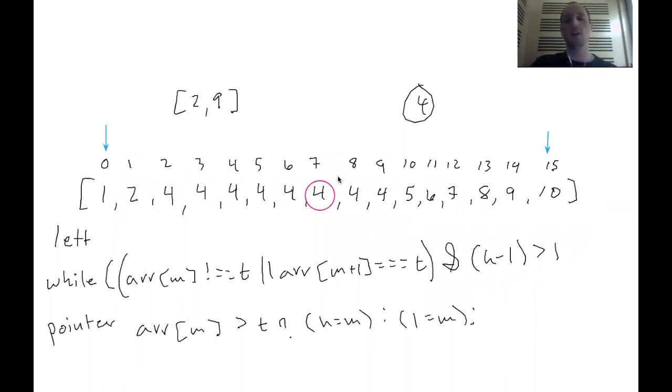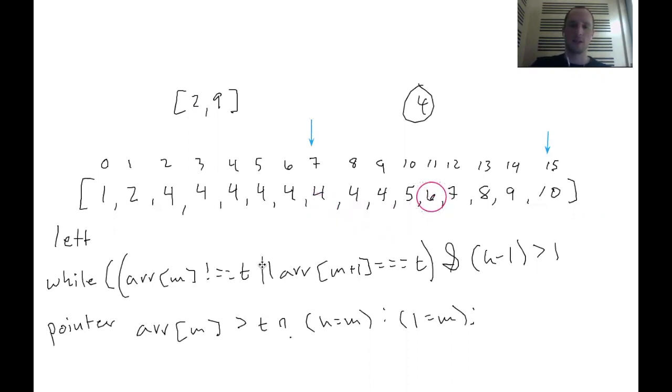Okay, great. So we'll take a look at our current position. Does the current position not equal the target? Well, that's not true. What about the current position at m+1? Does it equal the target? Well, that is true. So we need to keep looping. So we'll do our pointer reassignment. Our current value is not greater than the target, so we'll move our low pointer, and we will move our midpoint, and we'll keep looping.